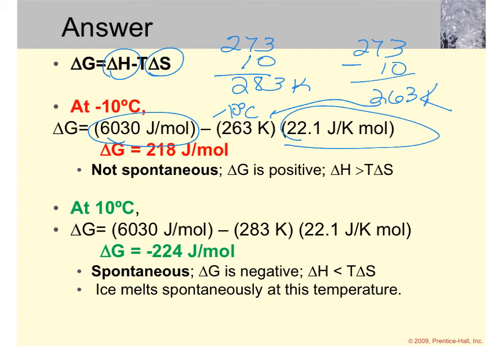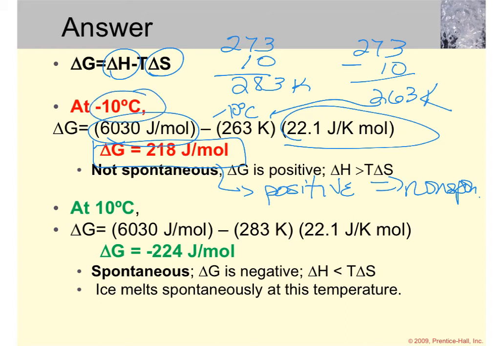When you plug all that in, the value you get for delta G is 218, but the point is it is a positive value. Positive delta G values mean it is a non-spontaneous process, which you already know, right? We know the ice is not going to melt at negative 10.